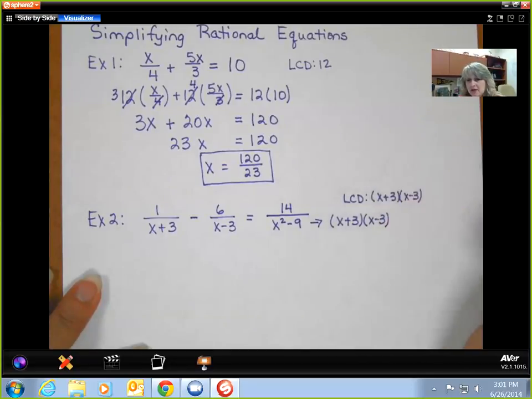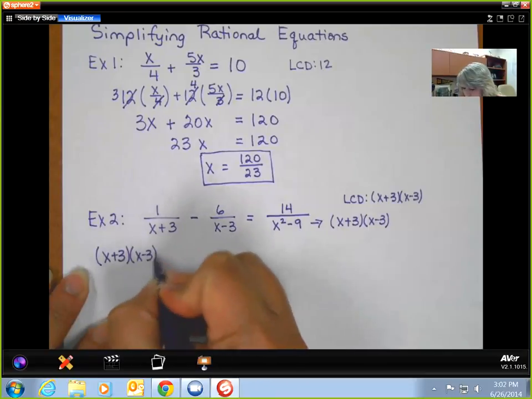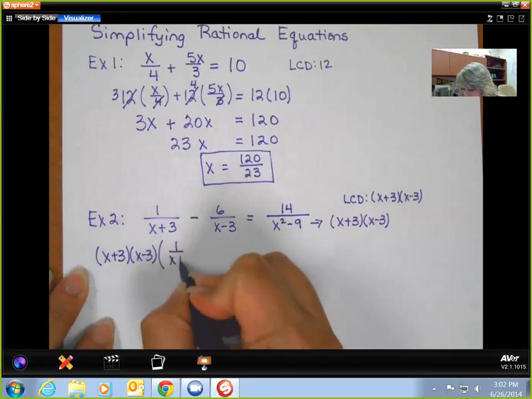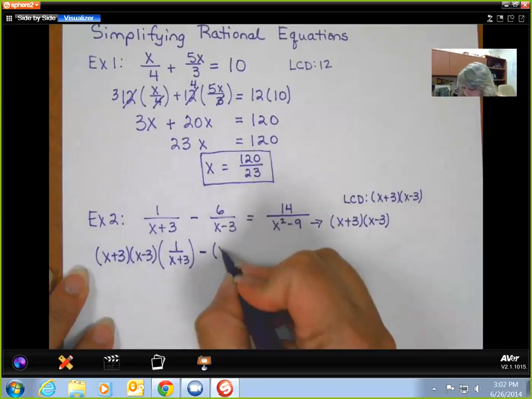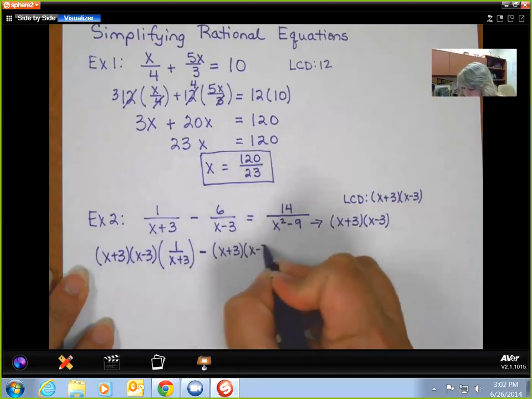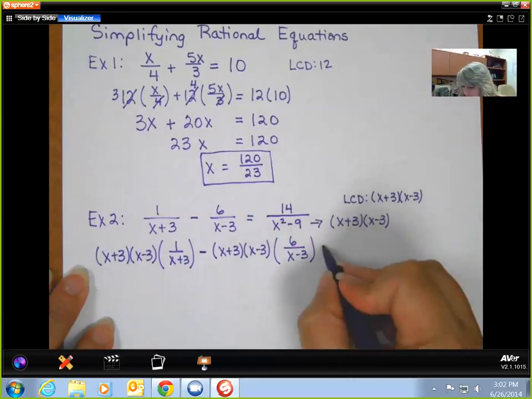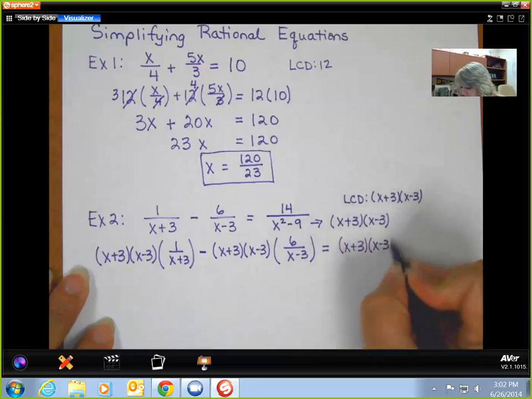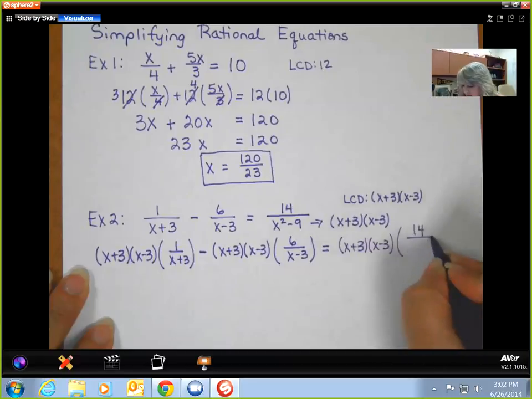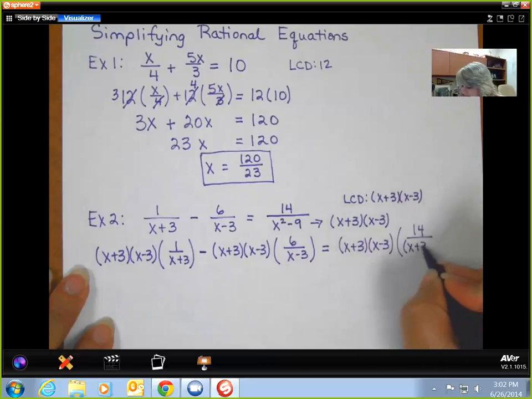So we're going to multiply every single term by that least common denominator. So we're going to have x plus 3 times x minus 3 times this 1 over x plus 3, minus, because there's a minus there, x plus 3 times x minus 3 times 6 over x minus 3, equals, and then again, x plus 3 times x minus 3 times the 14 over, and instead of writing x squared minus 9, I'm going to write it as x plus 3 times x minus 3.